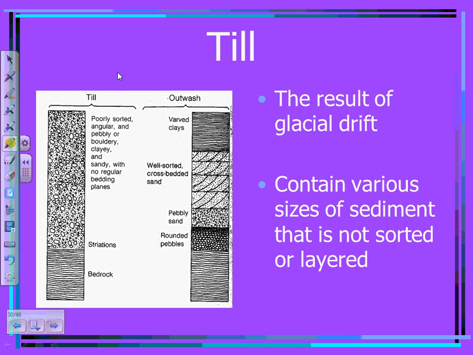Till. What is till? This is a result of glacial drift. Typically, till contains various sizes of sediment that's not sorted or layered. In the graphic here of till, you can see that it's poorly sorted, angular, pebbly, bouldery, clayey, sandy, with no regular bedding planes. There may be striations, which are scratches caused in the bedrock, but it isn't organized into different classes. It's all mixed up.